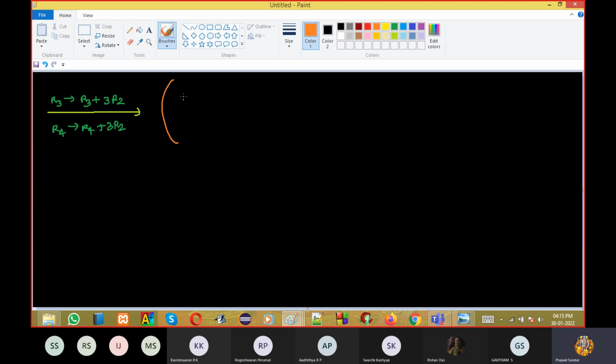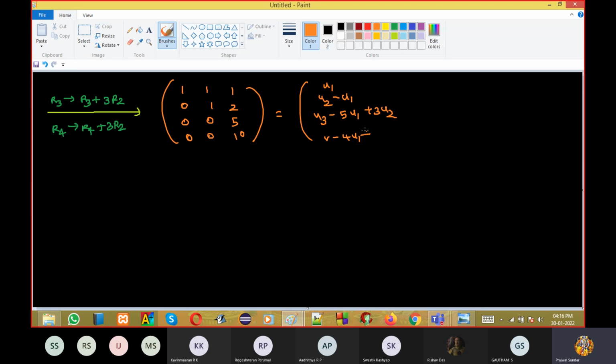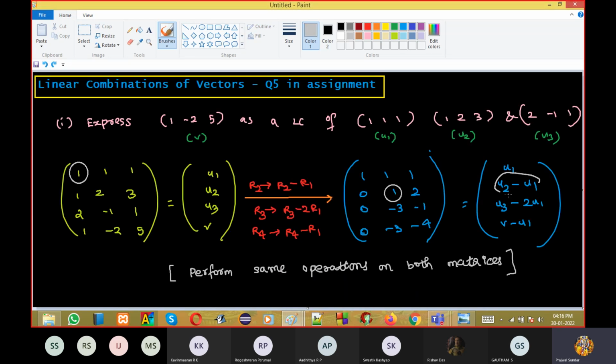Correct. So this will give 1 1 1 0 1 2 0 0 5 0 0 10. This will be equal to U1 U2 minus U1 U3 minus 5 U1 plus 3 U2, and you will get V minus 4 U1 plus 3 U2. Do you understand? What I'm doing is row 3 plus 3 row 2. Multiply this by 3, add with this. This you try on your own. That you will get here.